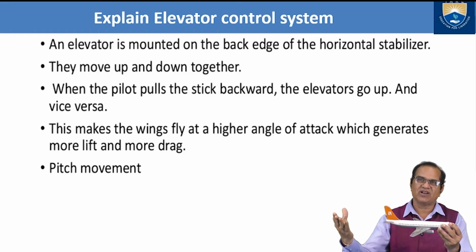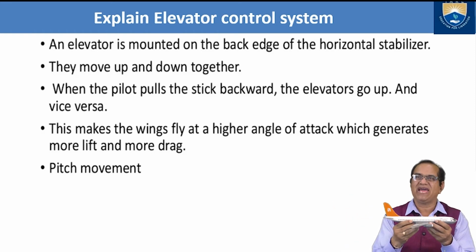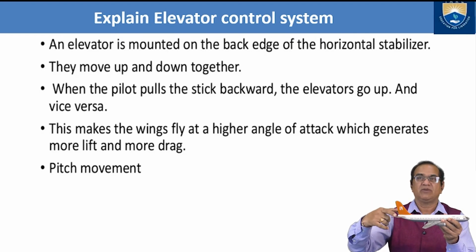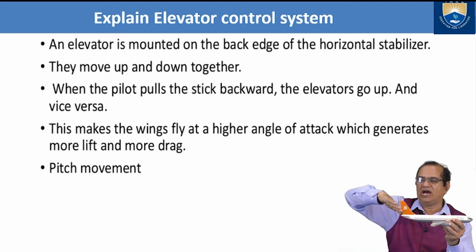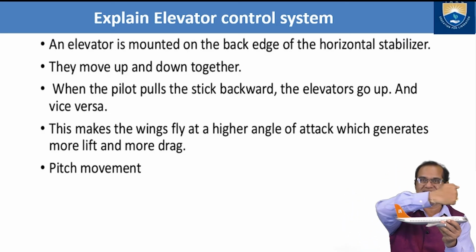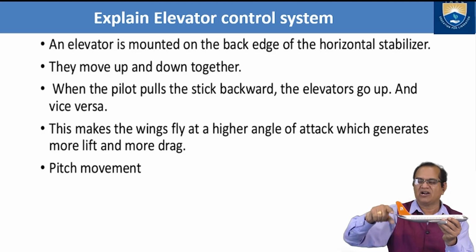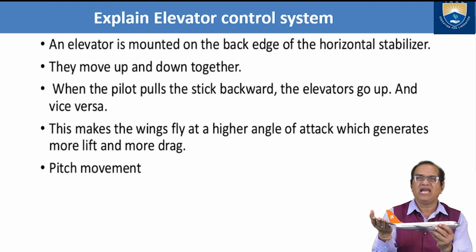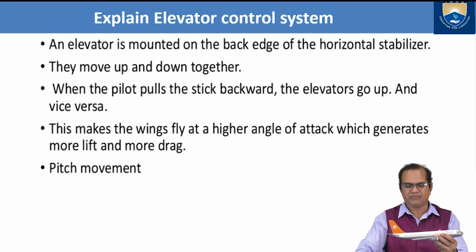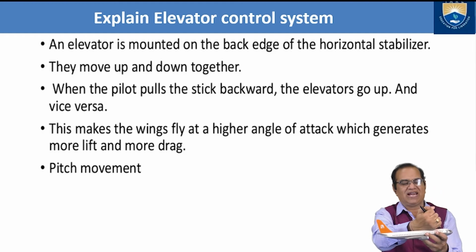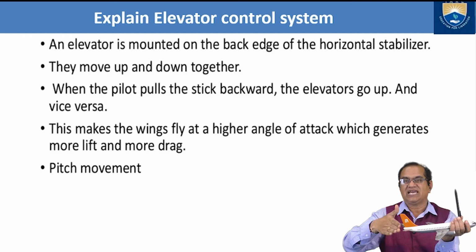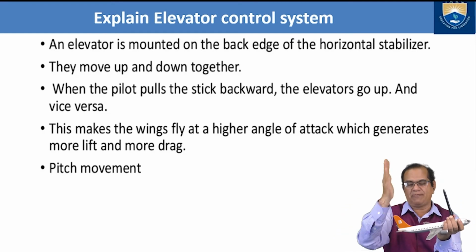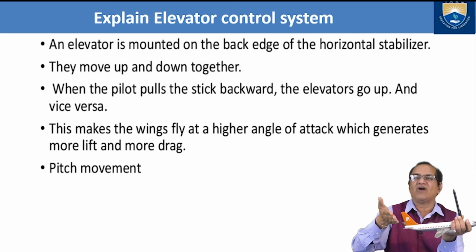So how do these elevators work? An elevator is mounted on the back edge of the horizontal stabilizer. You can see it is the back edge. They move up and down. These elevators can move up and down as per the pilot moving the control stick. When the pilot pulls the stick backward, the elevator will go up. So if you want nose up, the elevator will go up, and vice versa.